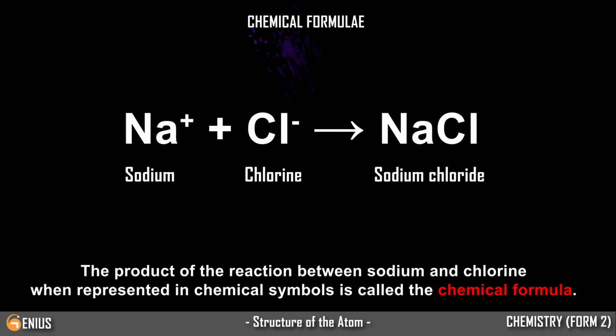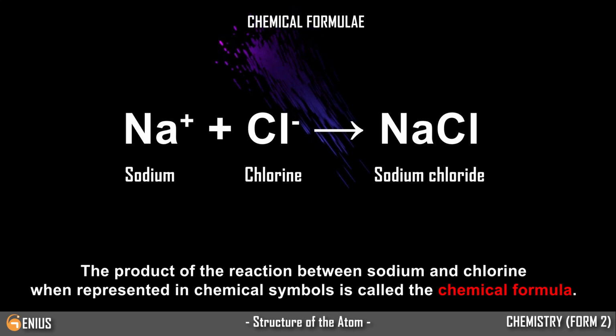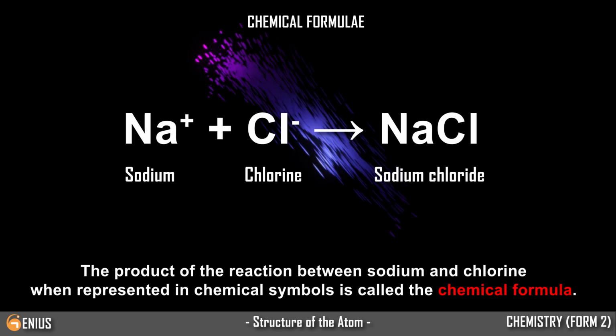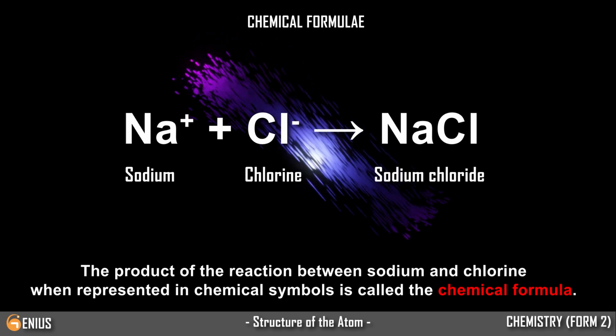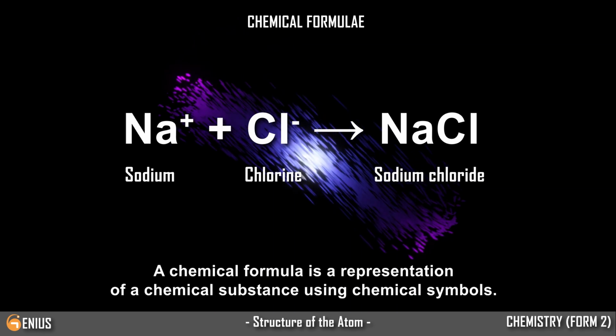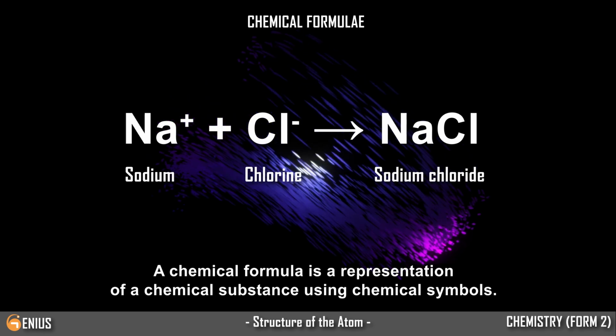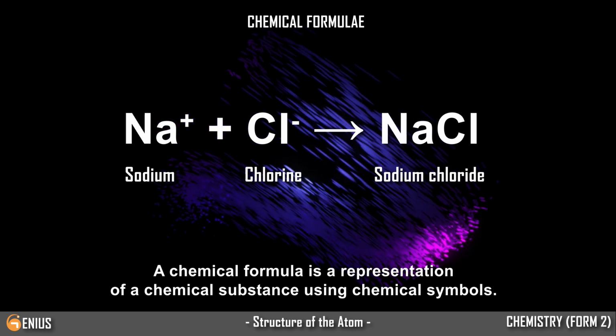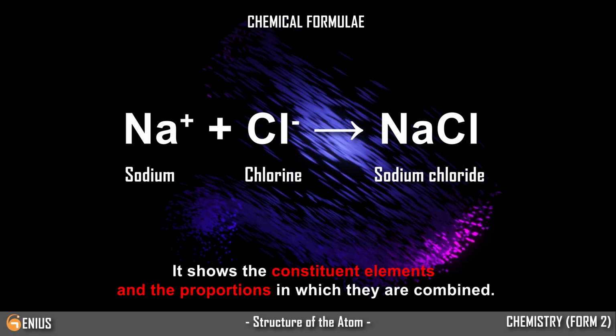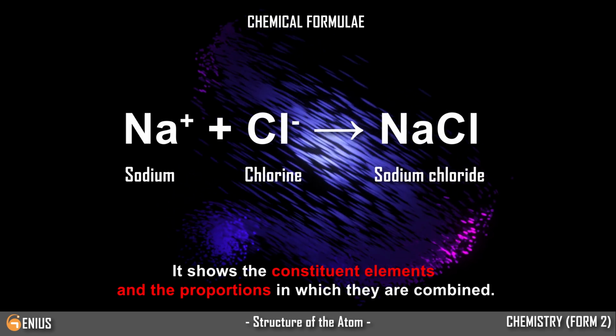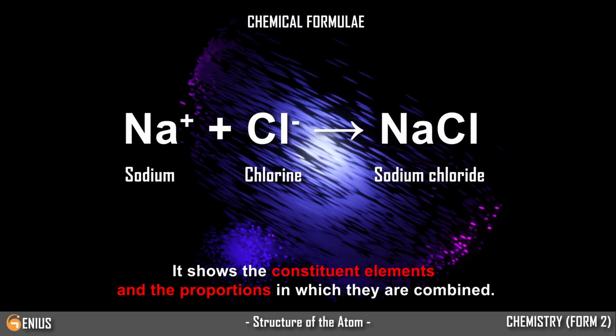The product of the reaction between sodium and chlorine, when represented in chemical symbols, is called the chemical formula. A chemical formula is a representation of a chemical substance using chemical symbols. It shows the constituent elements and the proportions in which they are combined.